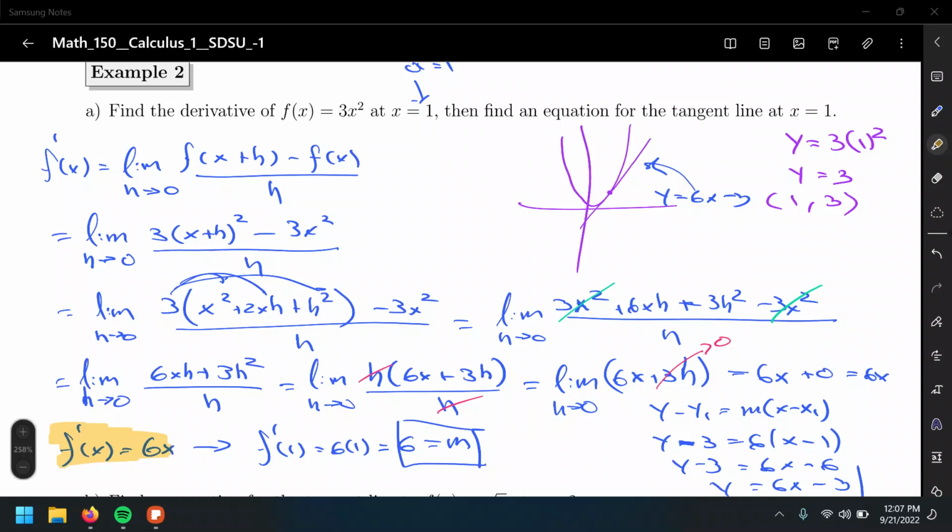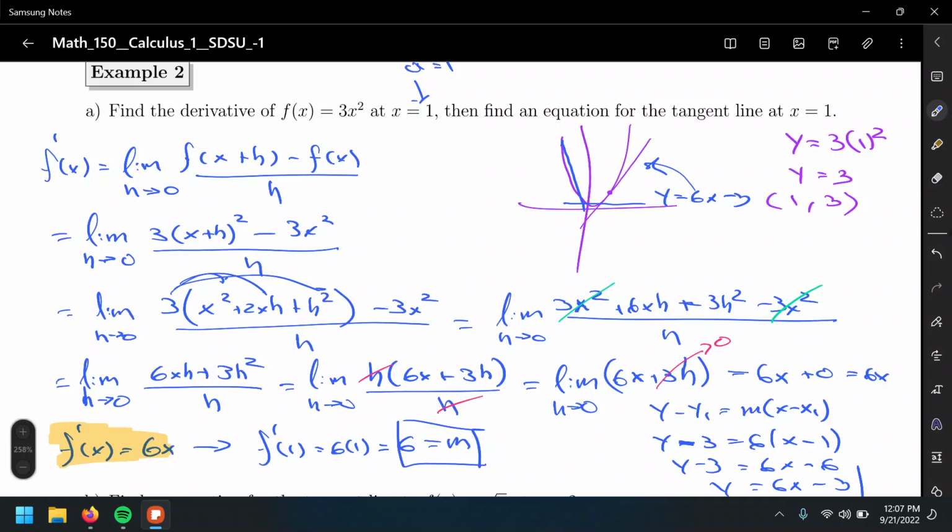For this parabola, we don't have the same steepness at all points. For example, we have a different steepness here. It's flat, and over here we have a different steepness, negative slope. We have different steepness for every single point. Okay, guys, have any questions?